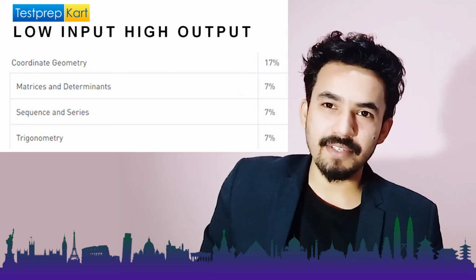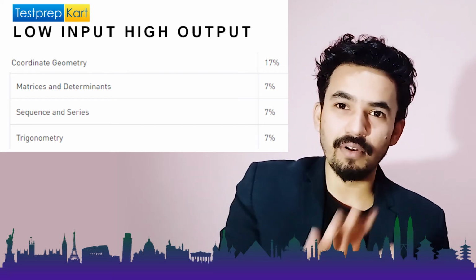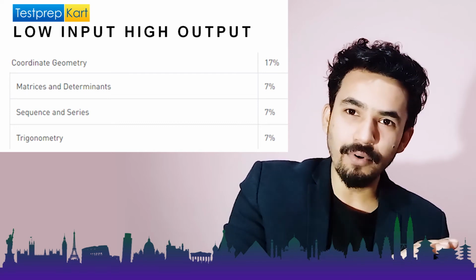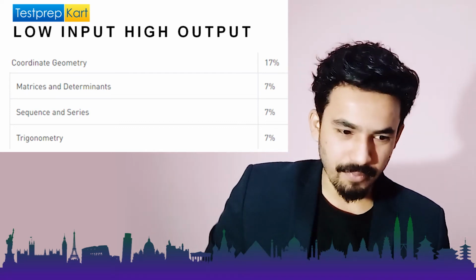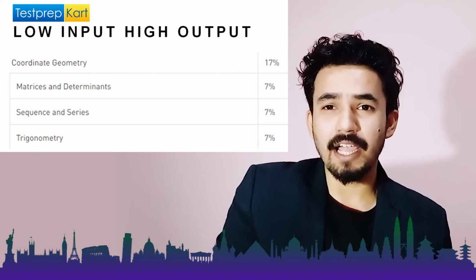If I just sum up, this comes out to 7, 3, 21, and 21 and 7 is 28, plus 10 is 38. So overall 38% of the questions from low input and high output. All right, let's move on.